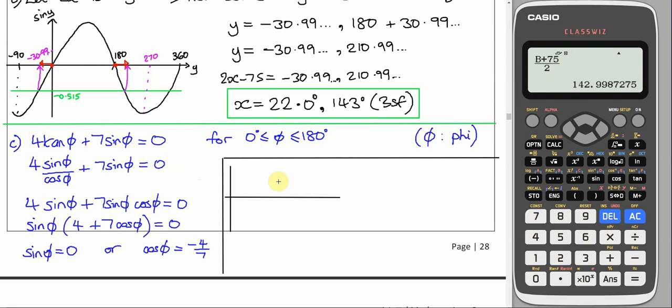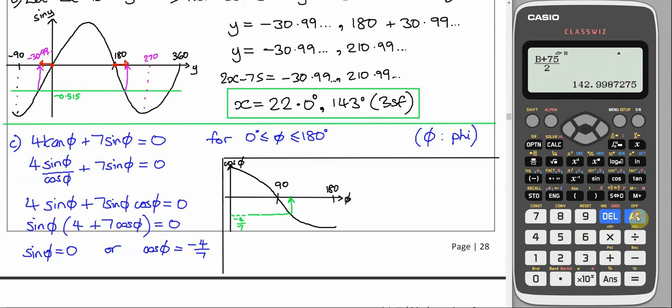Next I'm going to draw a quick sketch of the cos graph, only from 0 to 180, that's all I need. So cos between 0 and 180. So where would cos phi equal minus 4 over 7? That'll be down here somewhere. So we can see there's only going to be one solution to cos phi equaling minus 4 over 7.